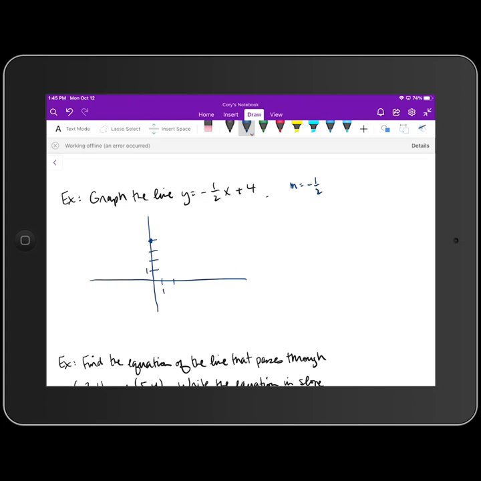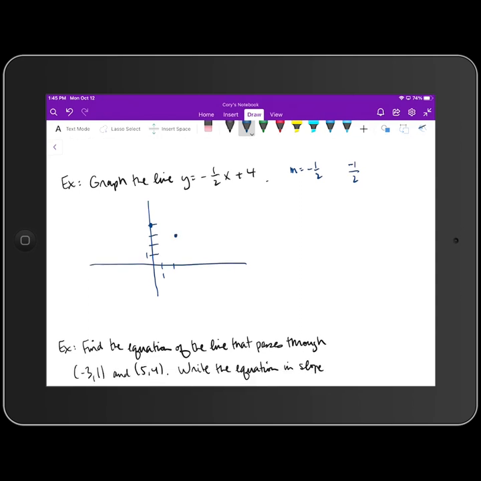Now, you can take that slope of negative 1/2 and you can express that slope in one of two ways. You can either write that slope as negative 1 over 2. So I can take that point at 0, 4. If it has a slope of negative 1/2, I can go down 1 and run 2 in the positive x direction, which would put my next point right there at 2 comma 3.